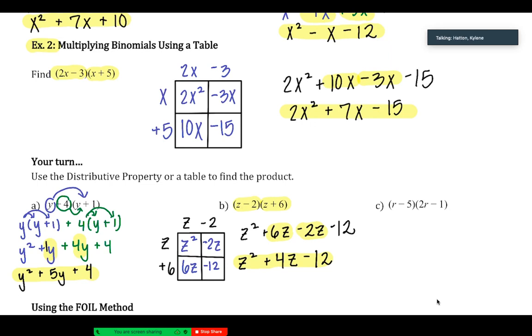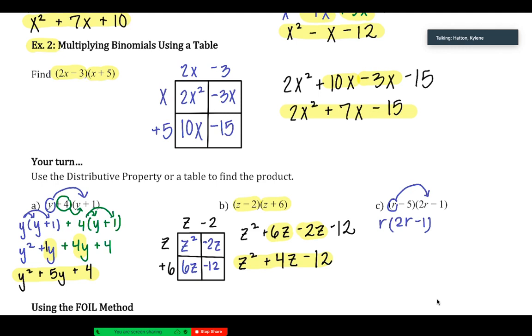And then for the last one, I'm going to go back to the distributive method. So I'm going to take r minus 5 times 2r minus 1. This one we have to be careful with the negatives. So I'm going to take the first term in the first parentheses, r, and distribute it by the second parentheses. So r times 2r minus 1.